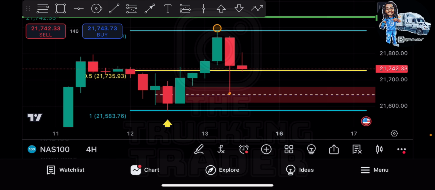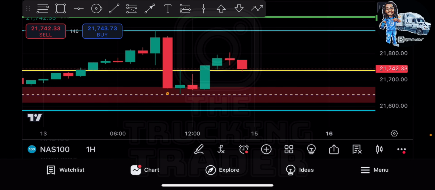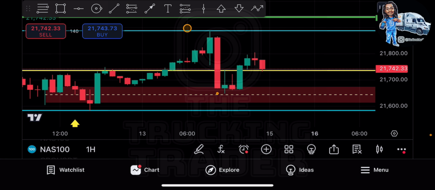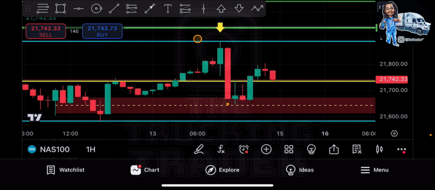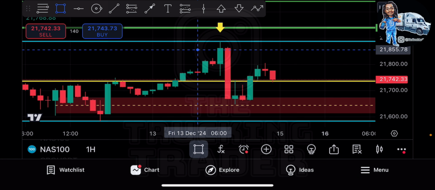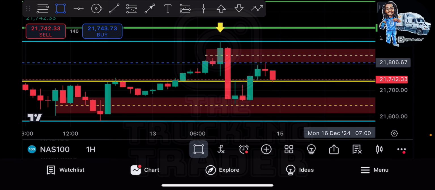Okay, so now what I'm going to do is drop down into the 1 hour time frame. Right? So notice how on the 1 hour time frame, there's another thing for us to take note of, and that is another order block, right? This order block right here is another thing that we can take note of. All right. So I'm going to box this order block up. I'm going to box this up.